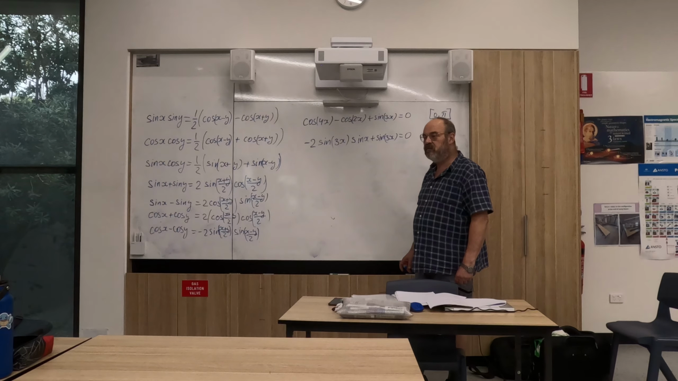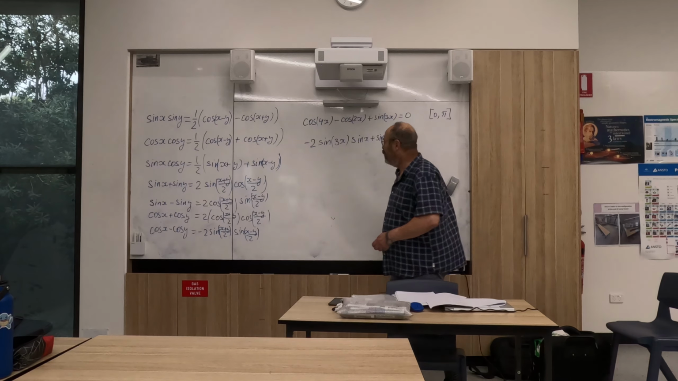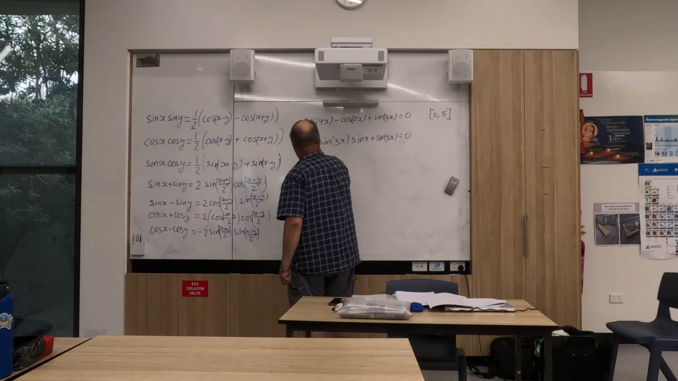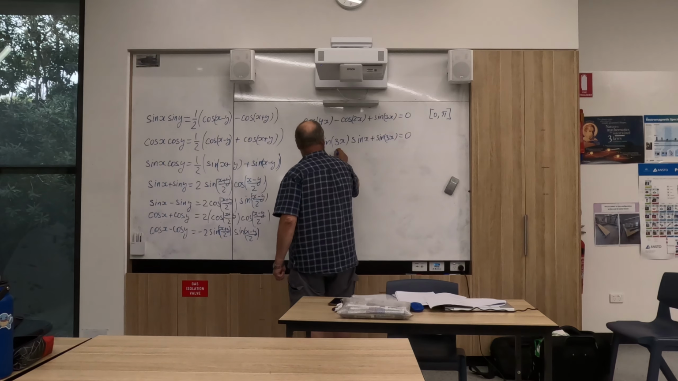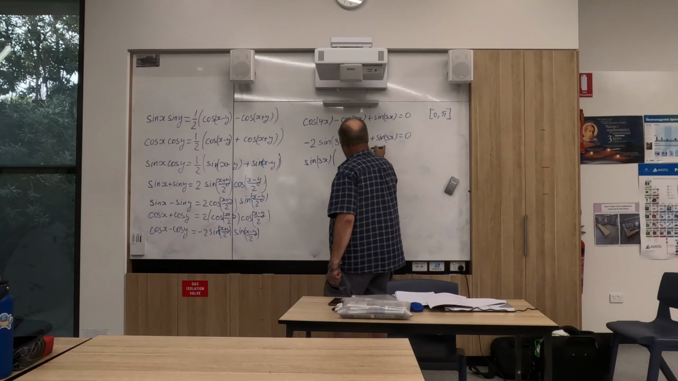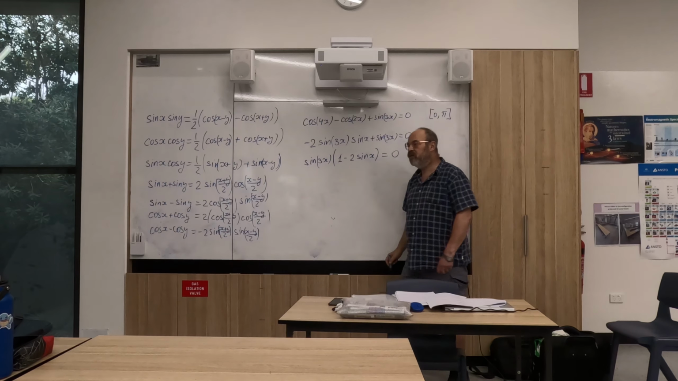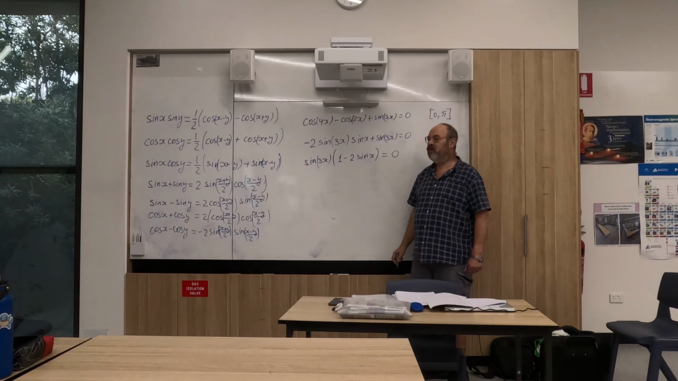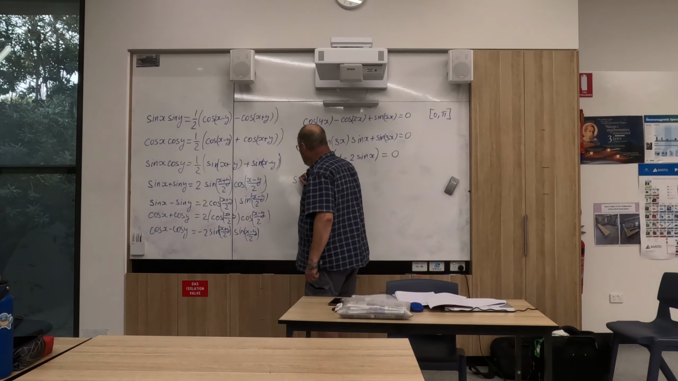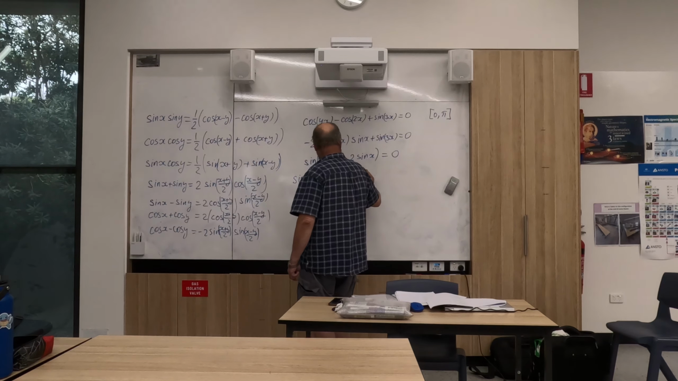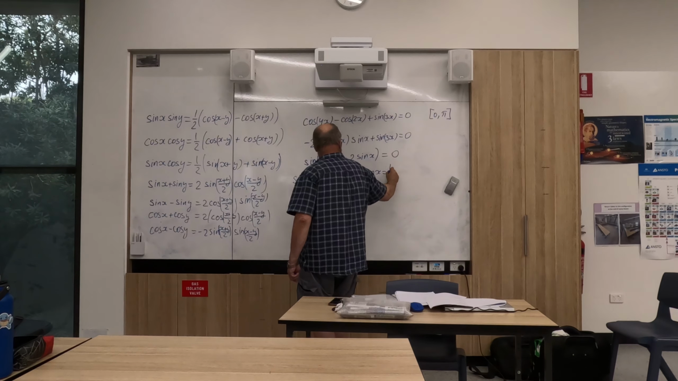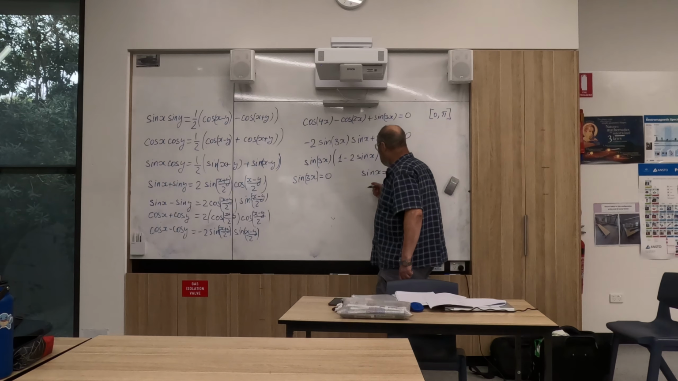Take sine 3x out as a common factor. So we have sine 3x and we will have 1 minus 2 sine x equals 0. It's factorable. So we have either sine 3x equals 0 or sine x equals 1/2.